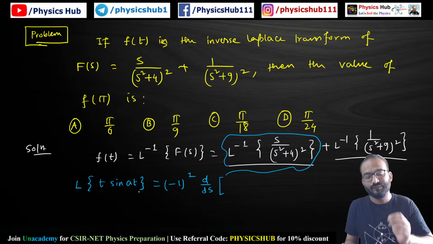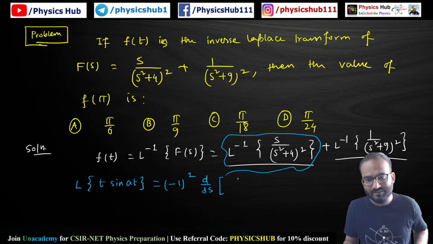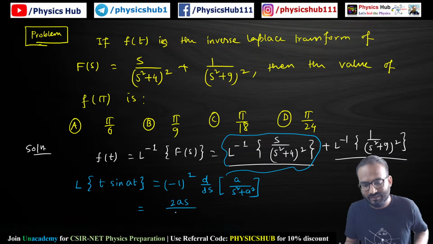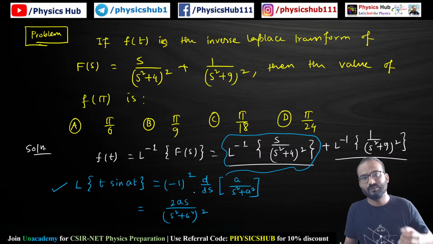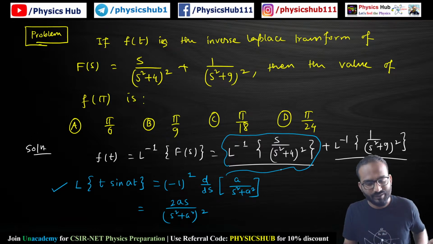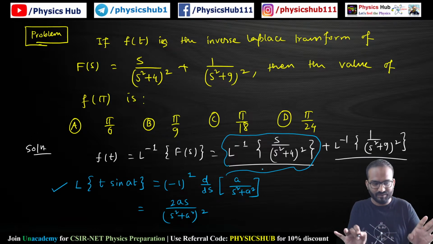Here, what is the Laplace transform of sin at? It is a by s square plus a square. So this will give you how much? The derivative of this function is 2as, and the minus sign will cancel with it. So 2as divided by (s square plus a square) whole square. And you can see it is in the form of this. So with the help of this Laplace transform, we can easily write the inverse Laplace transform of the first function. So the first thing is done.